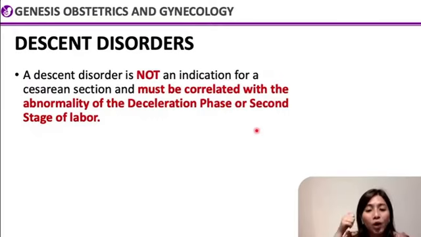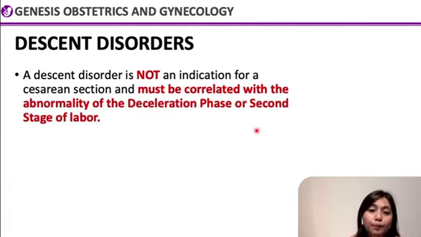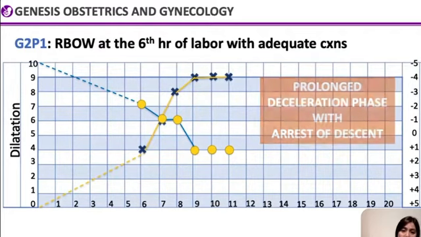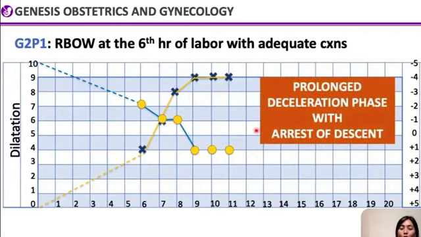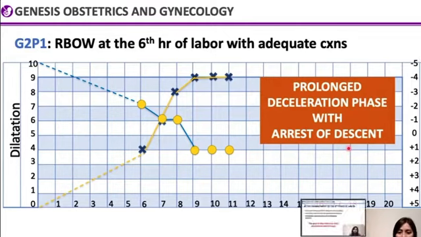Okay. One note about descent disorders. Yung descent disorder in itself is not an indication for a cesarean section. It should be correlated with either prolonged deceleration phase or prolonged second stage of labor. Okay? Ibig sabihin, kapag halimbawa mag-CS ka for arrest of descent, hindi siya complete indication. Kailangan kasama siyang either prolonged deceleration phase or prolonged second stage of labor. Anyway, so prolonged deceleration phase with arrest of descent, that is the complete indication for your delivery if you will deliver for dysfunctional labor. So ito, bakit prolonged deceleration phase with arrest of descent ang aking call dito?